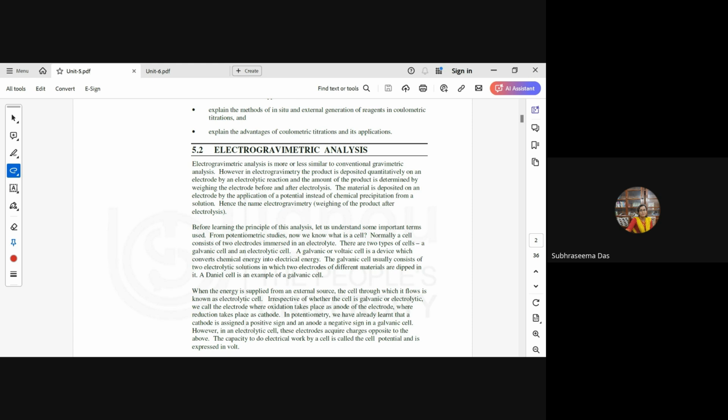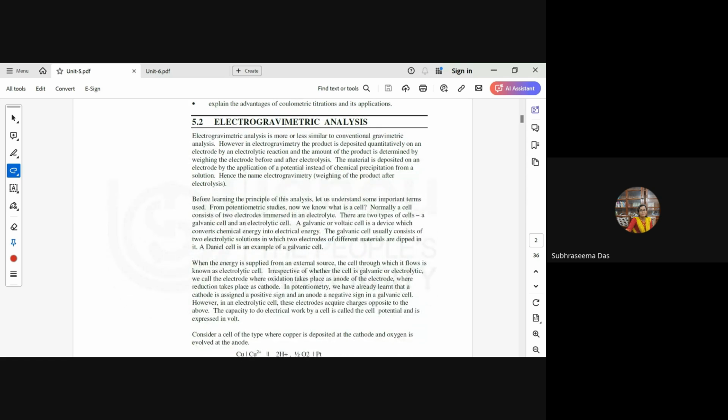Before going into the details, we should understand some important terms. We all know what is a cell. A cell consists of two electrodes that are dipped in an electrolyte, and basically there are two types of cell, that is a galvanic cell and an electrolytic cell. A galvanic cell is also called a Daniel cell. In a galvanic cell or a voltaic cell, chemical energy is converted into electrical energy. The Daniel cell is an example of a galvanic cell.